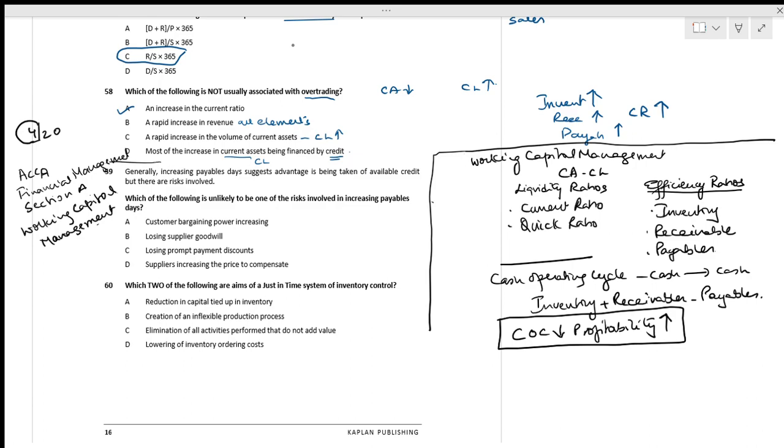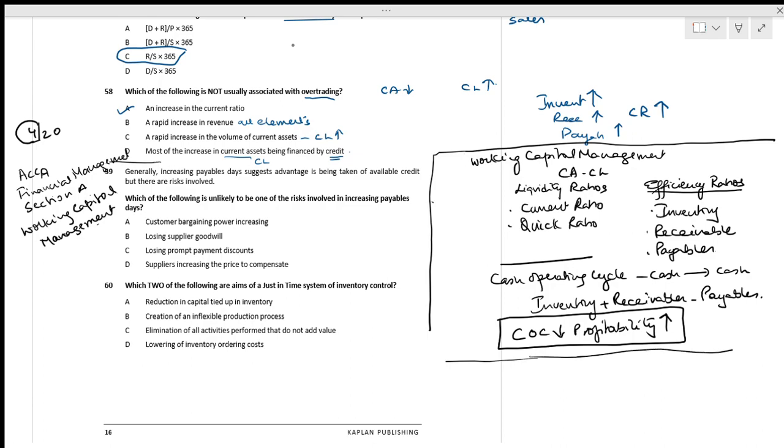Now, coming back to question number 59. Generally increasing payables days suggests advantage is being taken of available credit, but there are risks involved. Which of the following is unlikely to be one of the risks involved? See what it says. See, this is the way it will work.